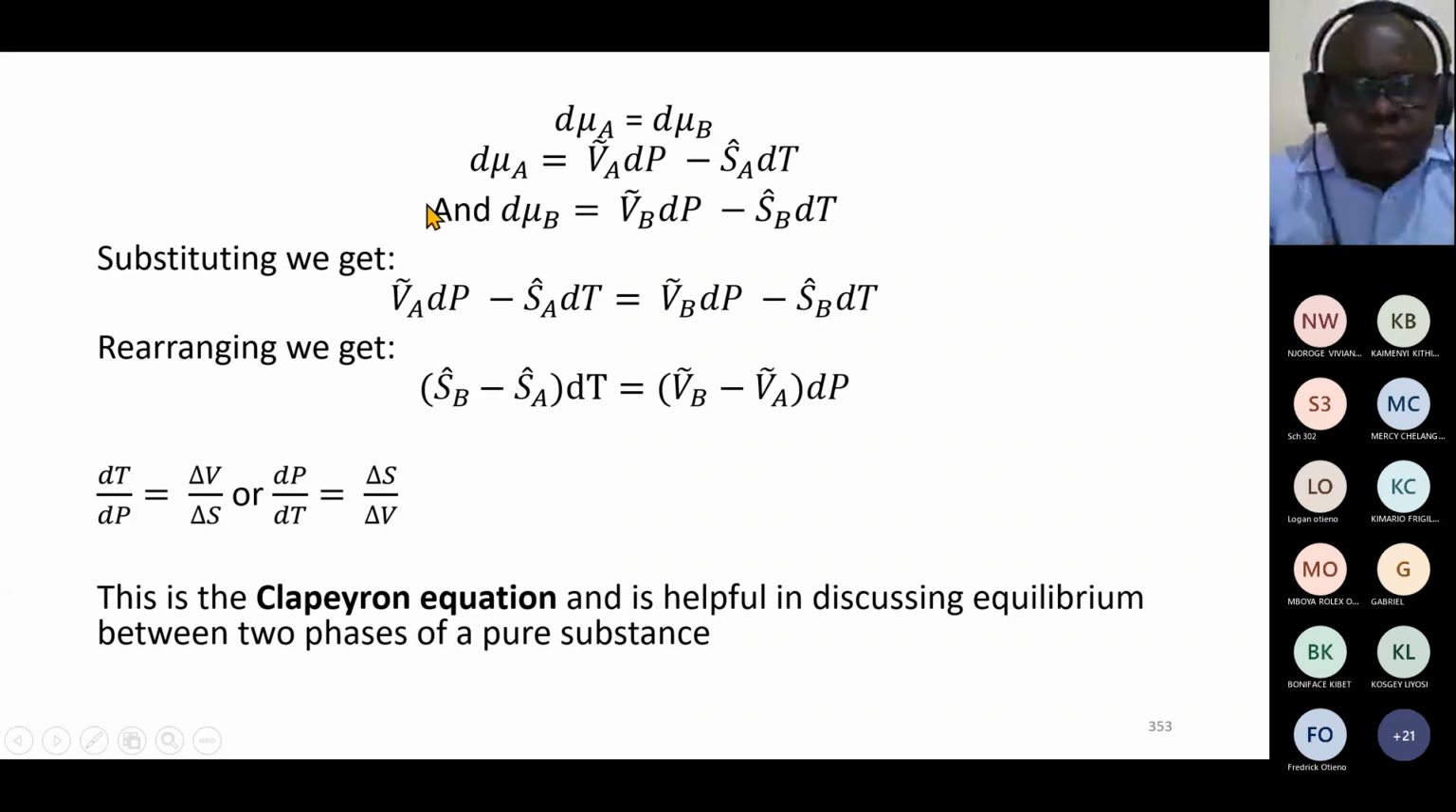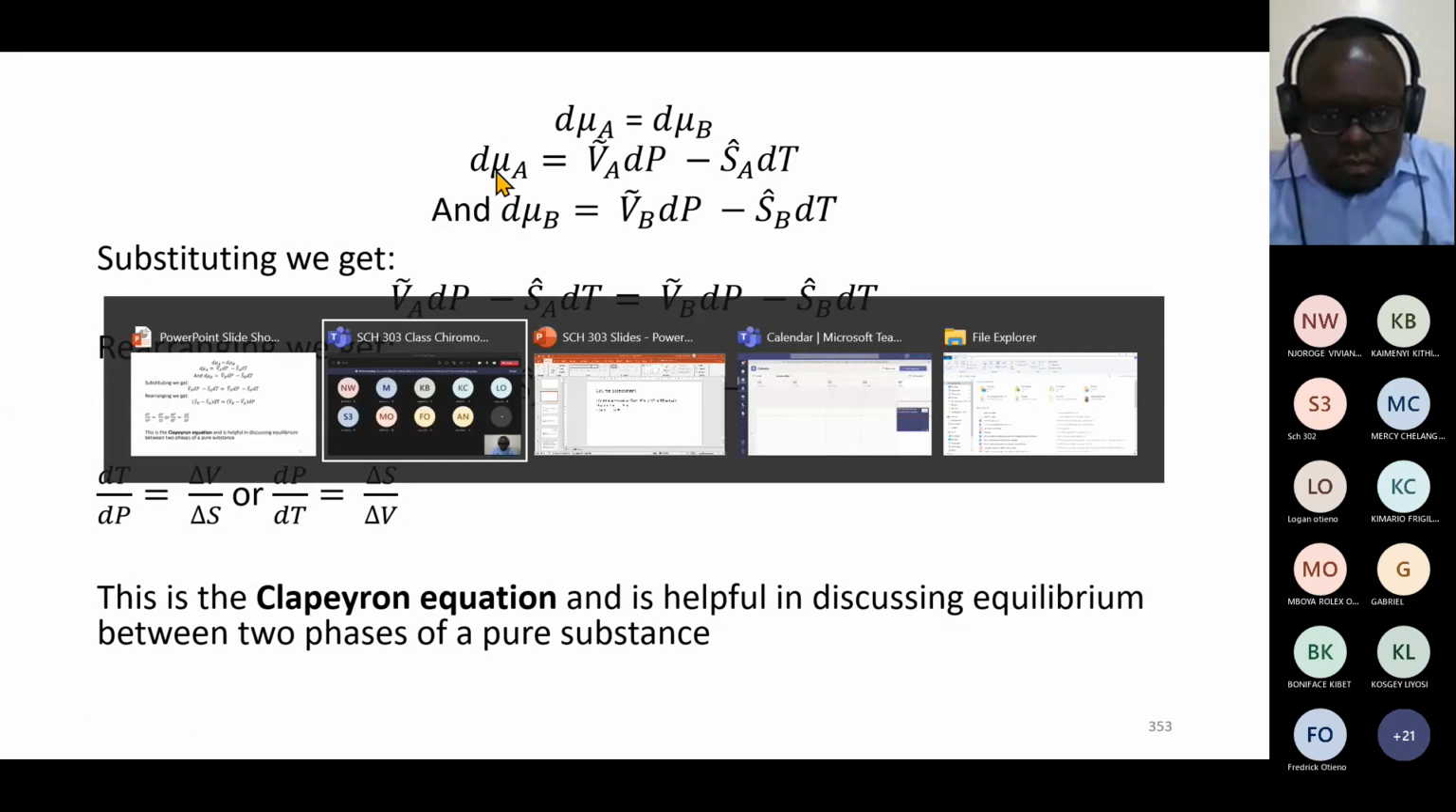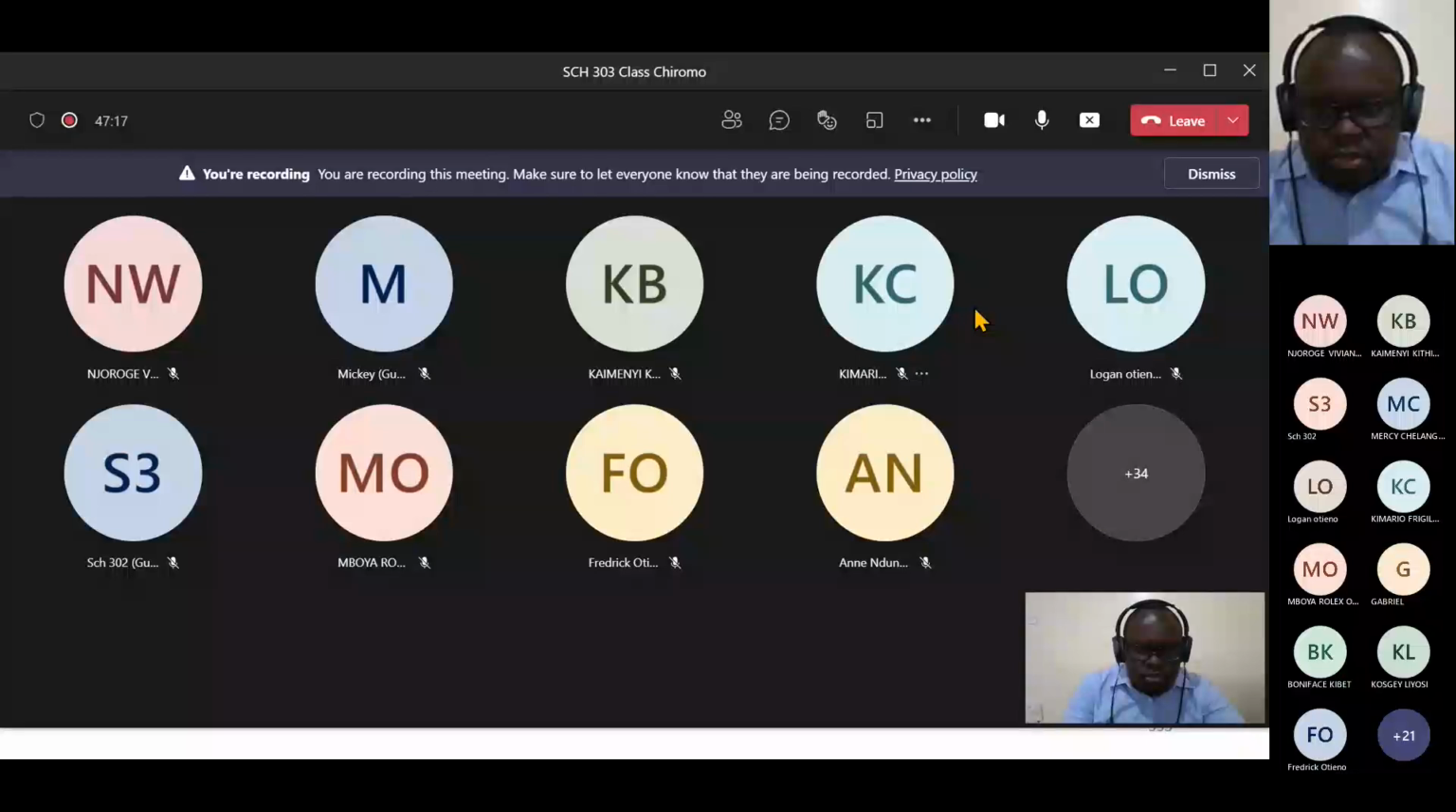Now, we had previously defined, I'm getting some noises, I don't know. Someone has joined us and is not muted.